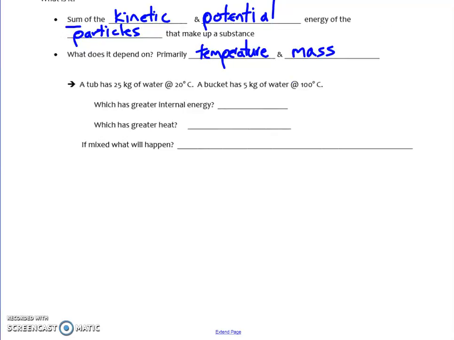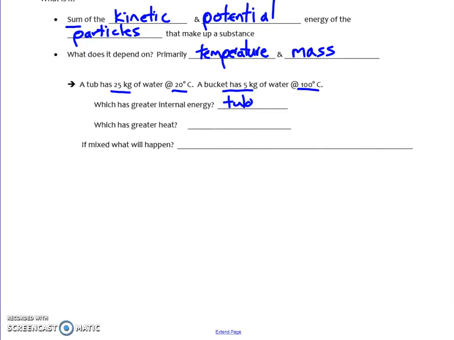All right, so the last little conceptual problem. So let's say I have a tub of 25 kilograms of water at 20 degrees Celsius, and then I have a bucket of 5 kilograms at 100 degrees Celsius. So the first question is, which has a greater internal energy? Well, the tub has a large mass, the bucket has a small mass, 1/5, and then this is at a certain temperature, 20 degrees, and this is at 100 degrees. In fact, you might be tempted to say that this water is 5 times the temperature of that, which would offset it, but it doesn't work quite like that. Okay, the tub has a much greater internal energy by virtue of its greater mass.